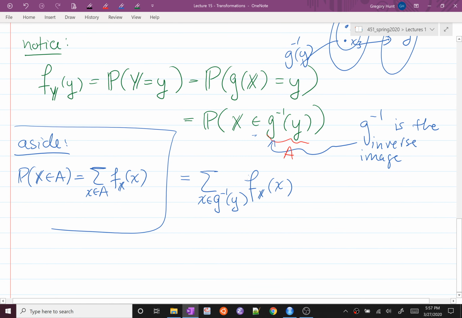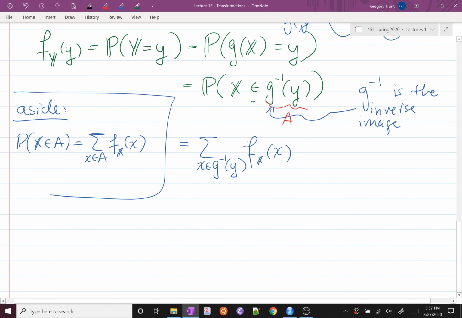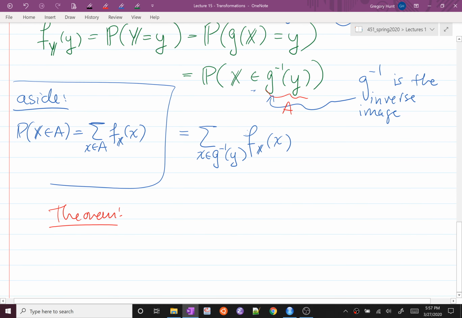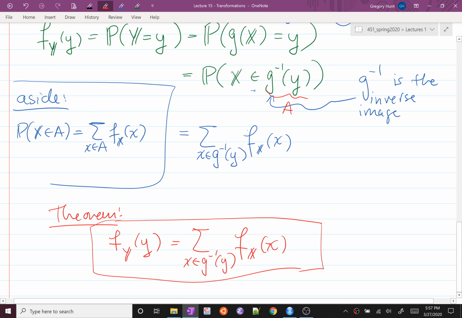And we're done. What we've derived here is the theorem, in my discrete case, is that I got my PMF of y, f sub y of little y, is somehow related to the PMF of x. And that's exactly what I was looking to do.